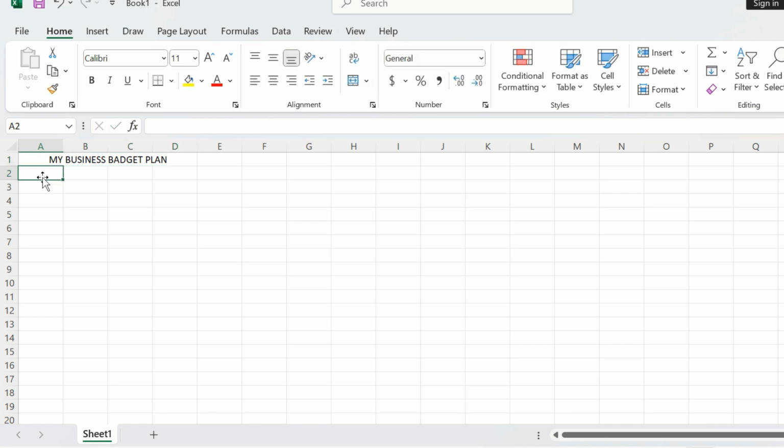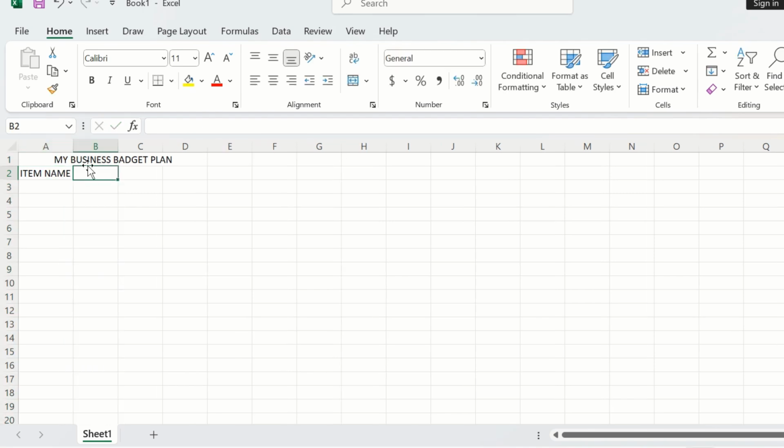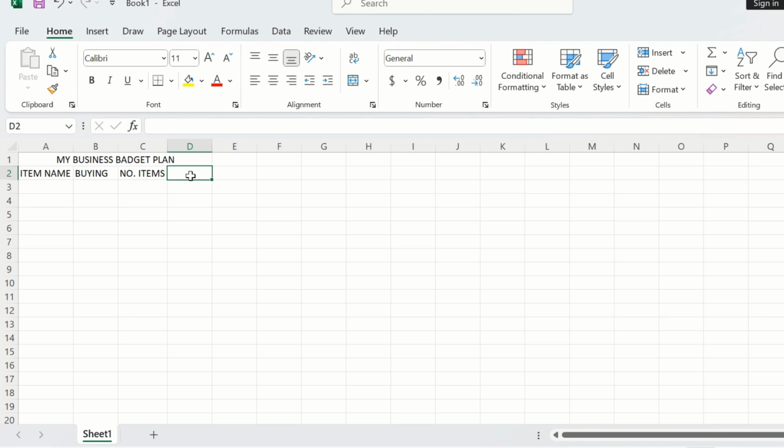Then write the items that you're dealing with, the buying price and the total buying price to get the capital that you're dealing with. So let's say item name, the buying price, the number of items, and then the total buying price.